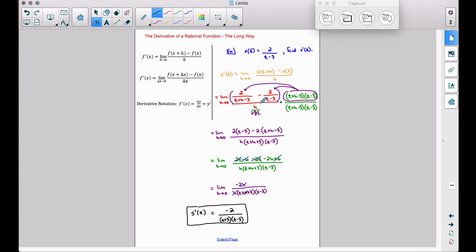And there you have it, one longer example of finding a derivative of a rational function.